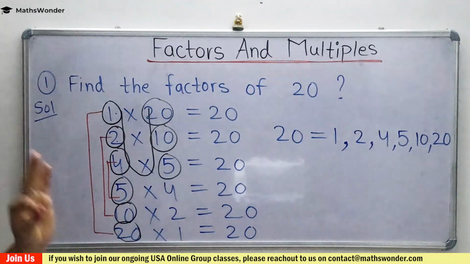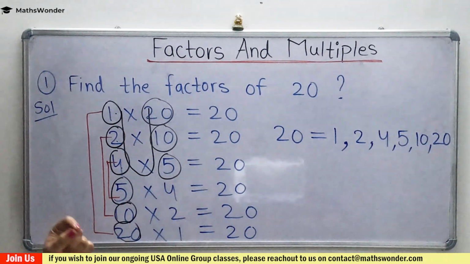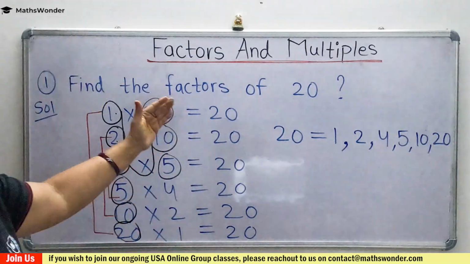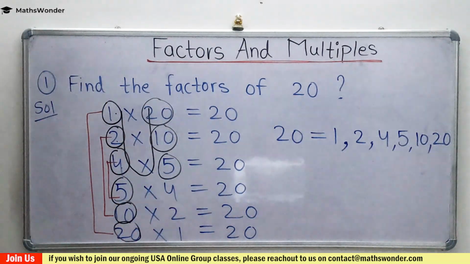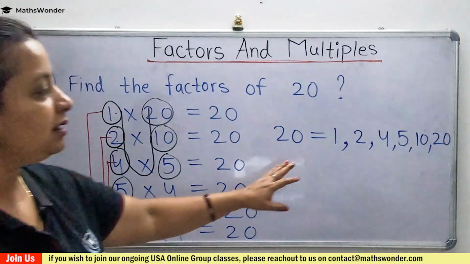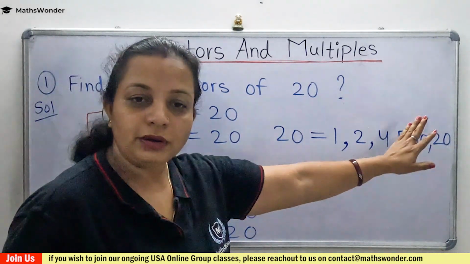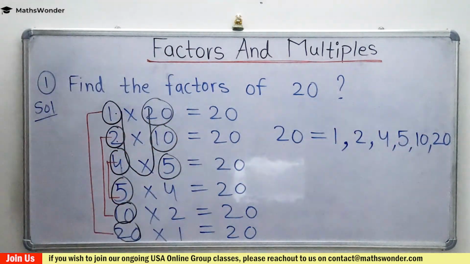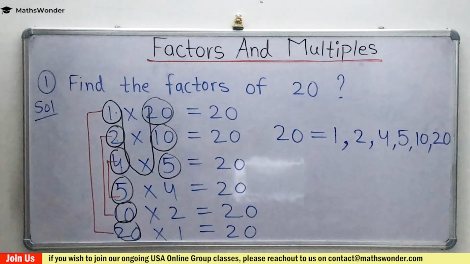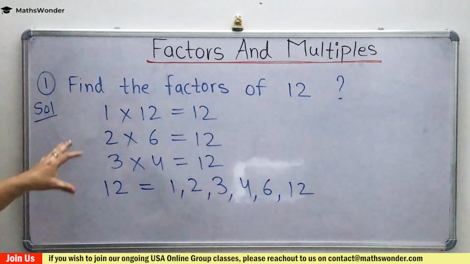So there is no other way to express 20 as a product of two numbers. This is the only way to find the product of two numbers. Okay, so when we list the factors of 20, we have 1, 2, 4, 5, 10 and 20. So there are only 6 factors of 20. Understood? Right? So this is the next question.